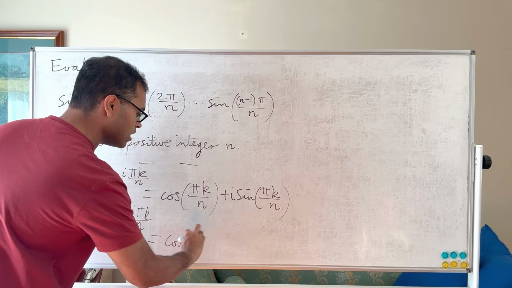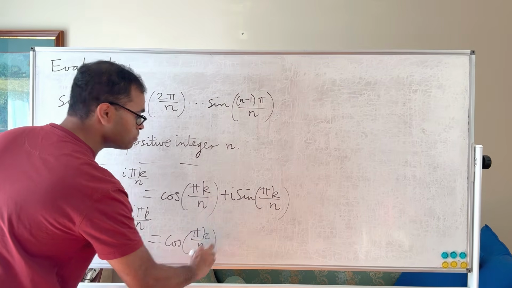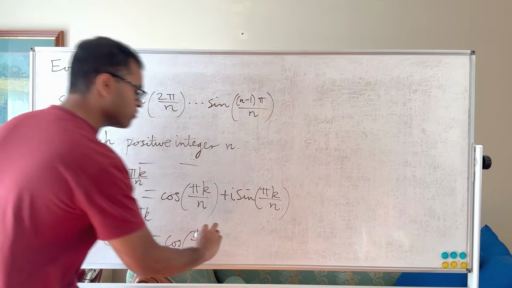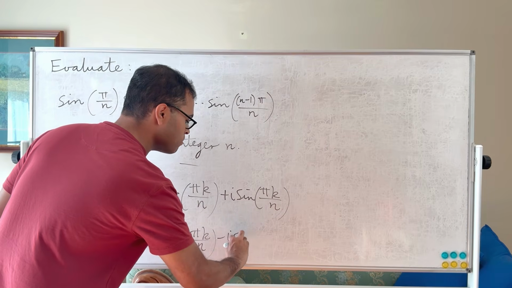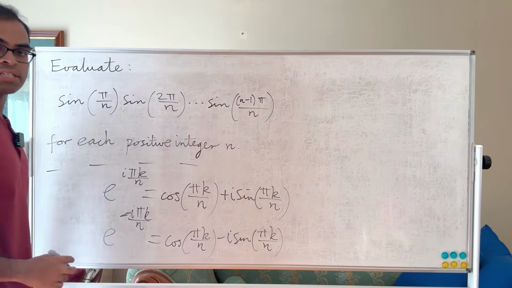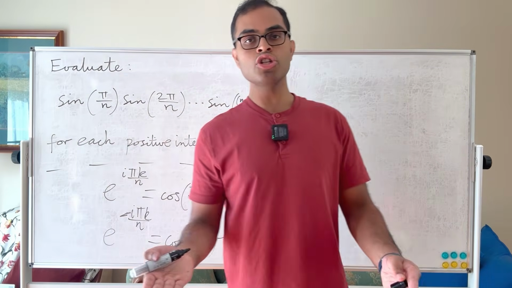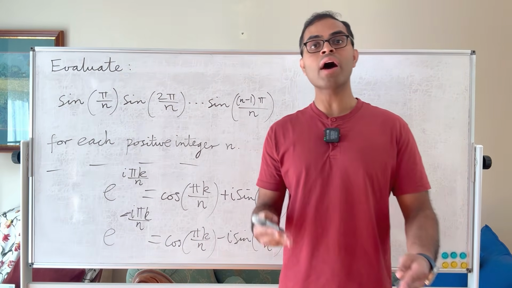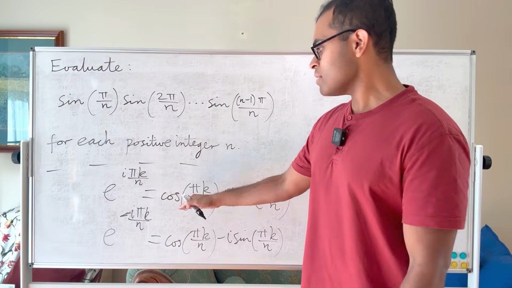E to the power minus i pi k over n is that conjugate, and that is going to equal cosine pi k over n. Okay, cosine of minus pi k over n is just cosine of pi k over n. It's an even function, minus i sine pi k over n. So as usual with complex numbers, if you subtract the conjugate of a number from itself, you get 2i times its imaginary part. Same deal here.